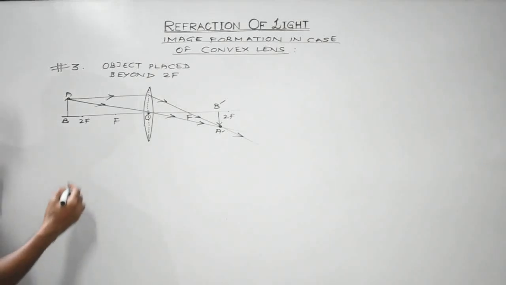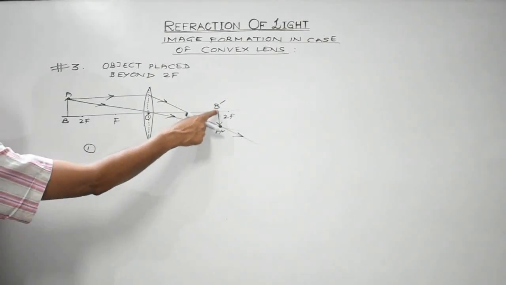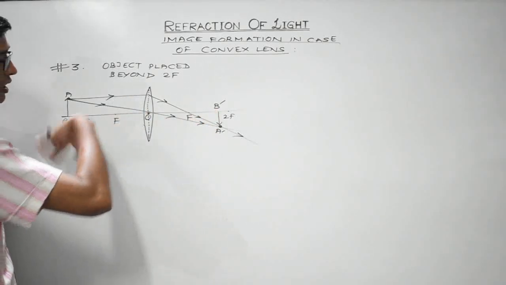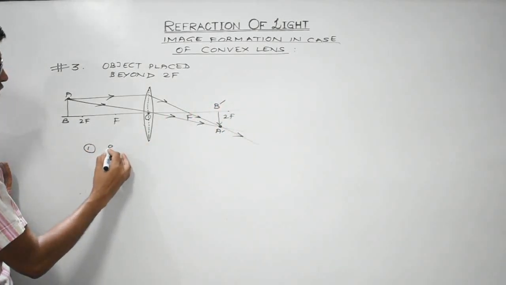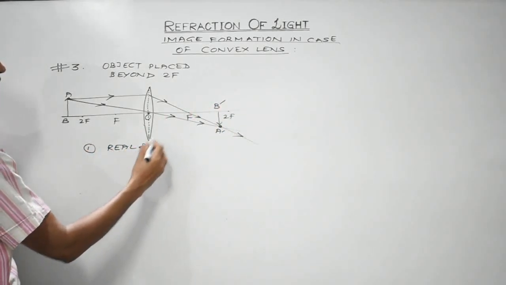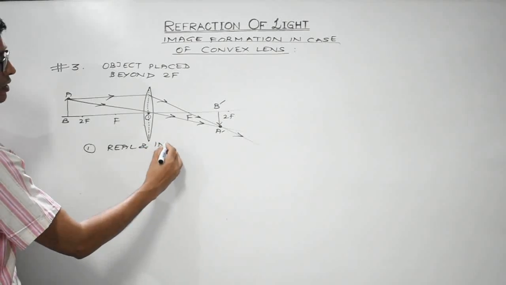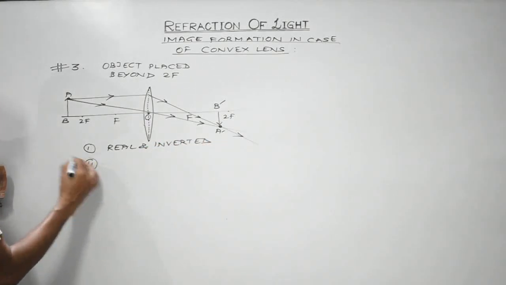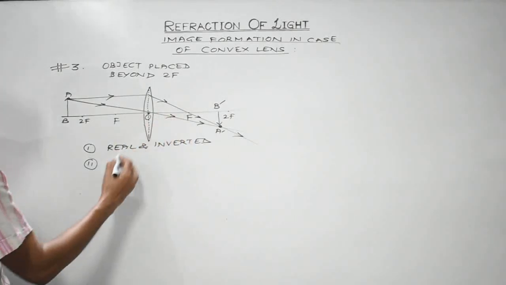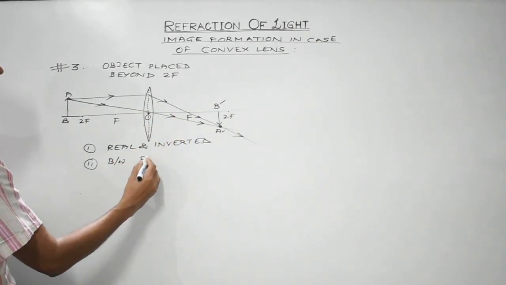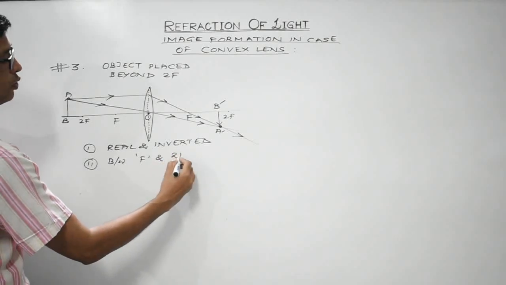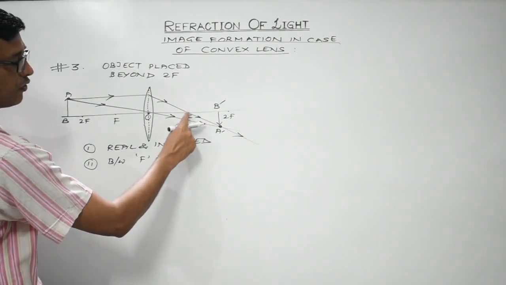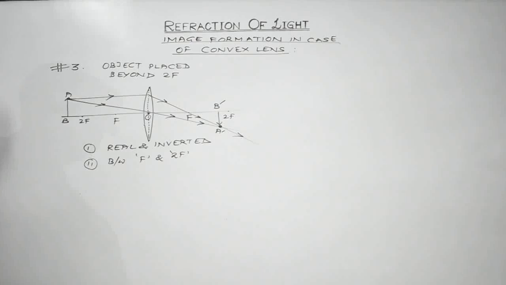So let's find its nature. First, it's pretty clear the image is formed on the other side from the object, so the image is real. And it's pretty evident from the diagram that it is inverted. Image is real and inverted. What's the second point? Image is formed between F and 2F.